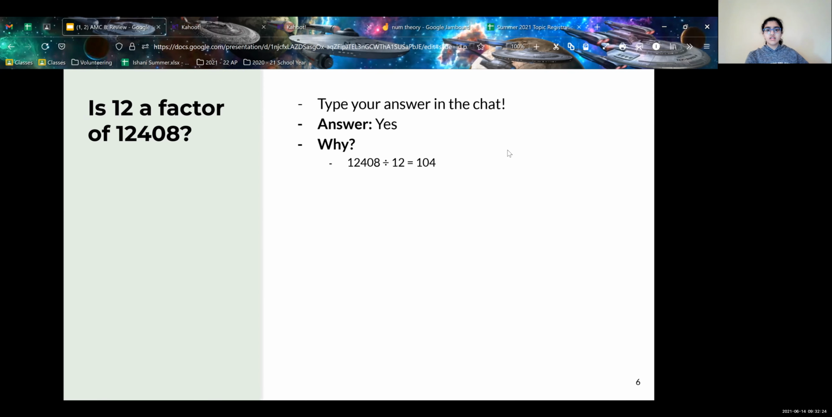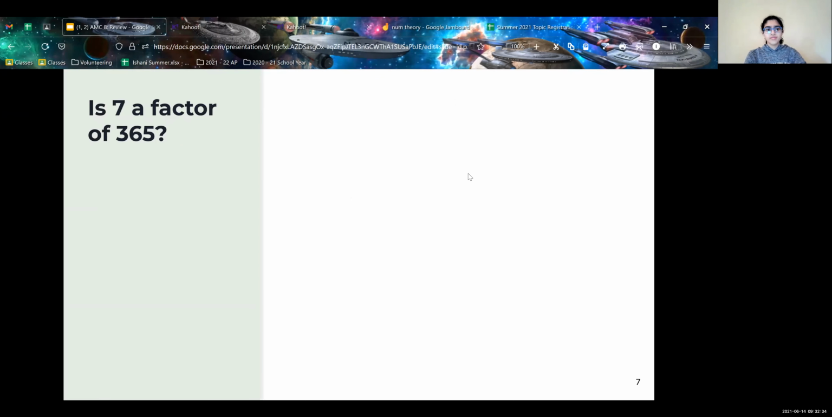So 12408, when divided by 12, is 1034, which is a whole number, meaning that 12 is a factor or divisor of 12408.